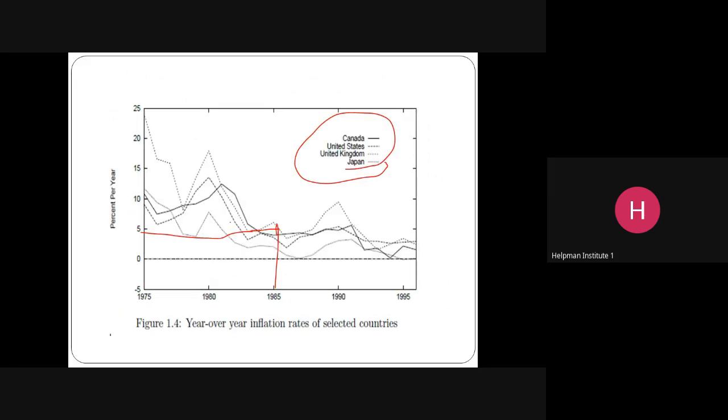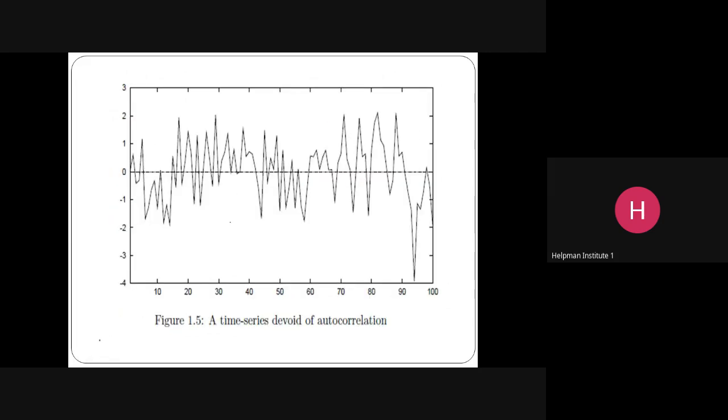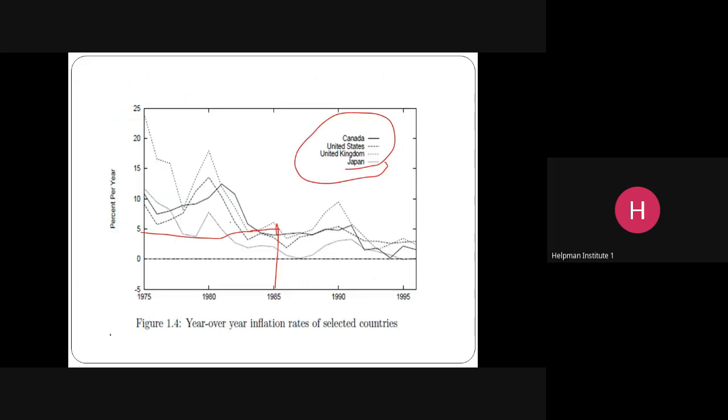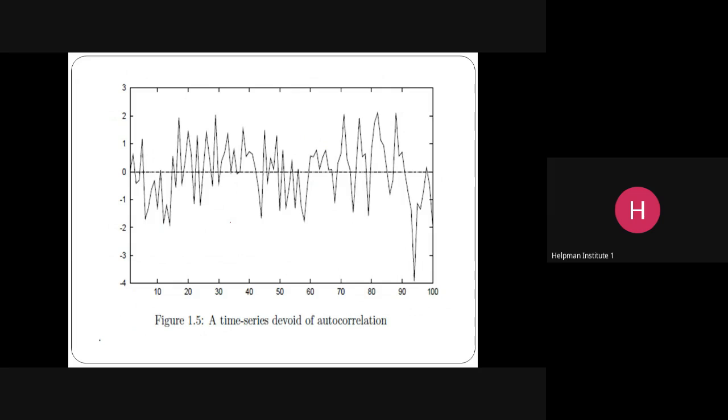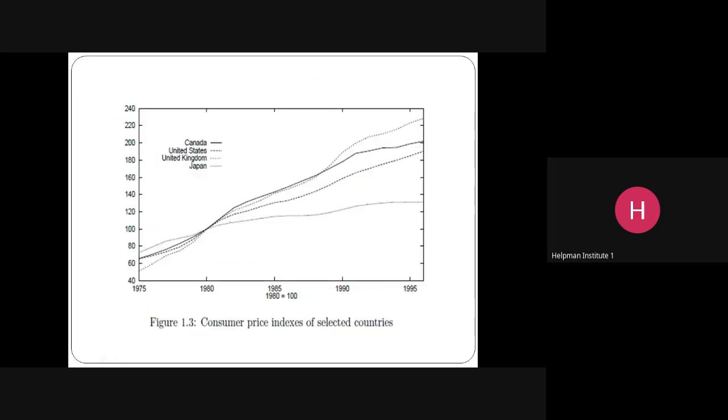So here we see this is figure 1.5. There is no autocorrelation. We can see the difference between this figure and these other figures. So here there is no autocorrelation, and that's why the graph looks like this. Here we see a time series devoid of autocorrelation.